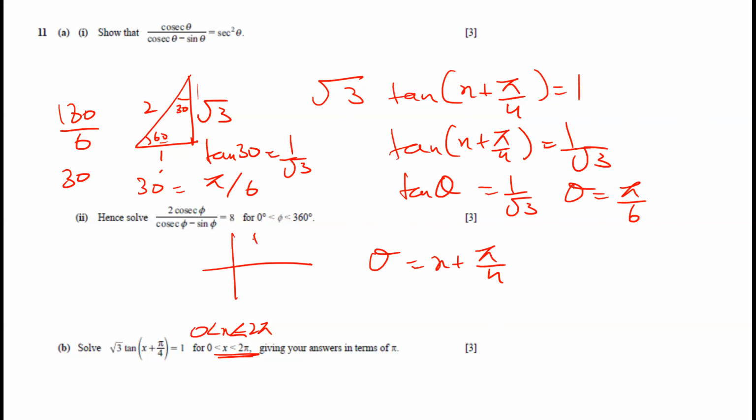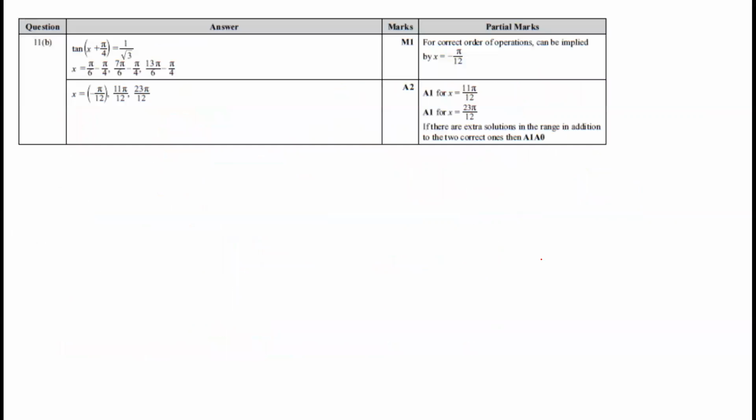And tan is positive in the first quadrant and tan is positive in the third quadrant. So first would be x plus pi by 4 equals pi by 6. So this would be x equals pi by 6 minus pi by 4, which is 4 pi minus 6 pi, divided by 24. This would be minus pi upon 12. So the first one would be minus pi upon 12.